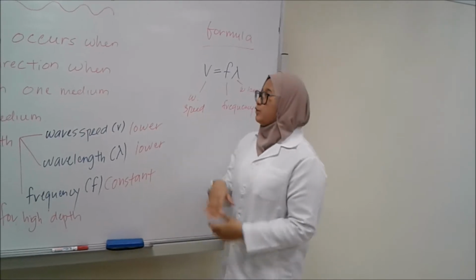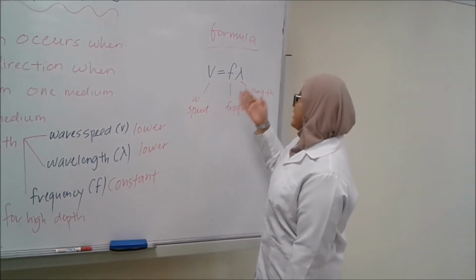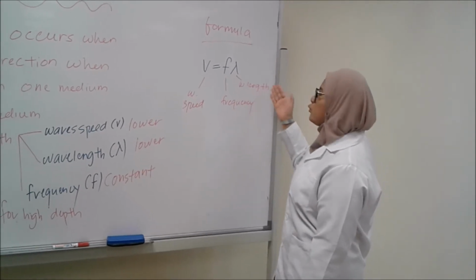Okay, for this experiment, we use this formula: v equals f lambda. v is wave speed, f is frequency, and lambda is wavelength. Okay, so let's start.